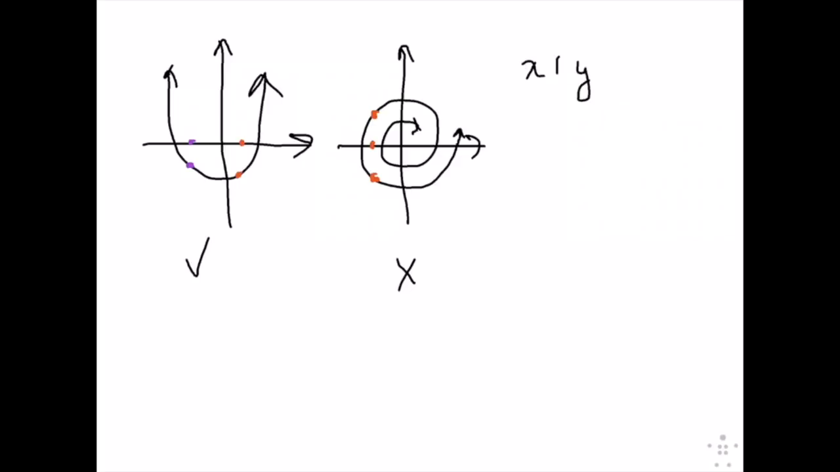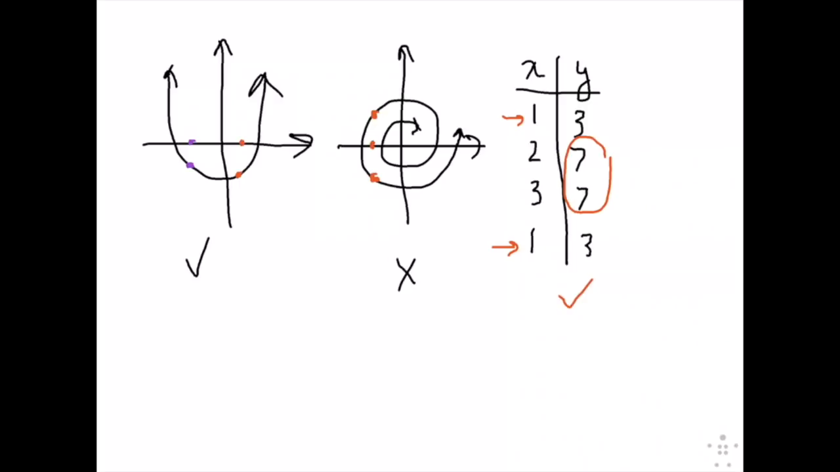So let's say I had an x and y, and I had values 1, 2, 3, 1, 3, 7, 7, 3. So when I put a 1 in, a 3 came out. The next time I put a 1 in, a 3 came out. And the others, I put a 2 and a 7. I didn't repeat a 2, and I didn't repeat a 3. So these are fine. I'm allowed to have the same value come out with different inputs. I just need to make sure that every time I put a value in, like the 1, the same thing comes out. So this is a function.